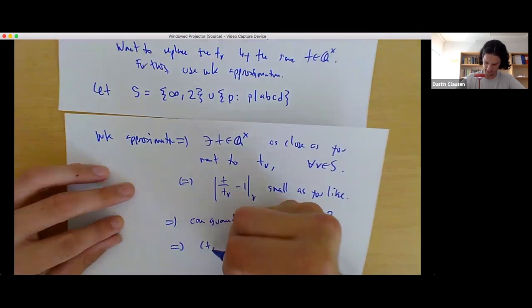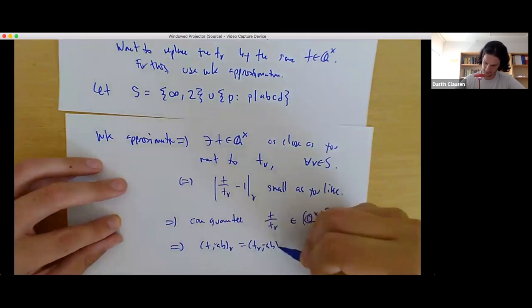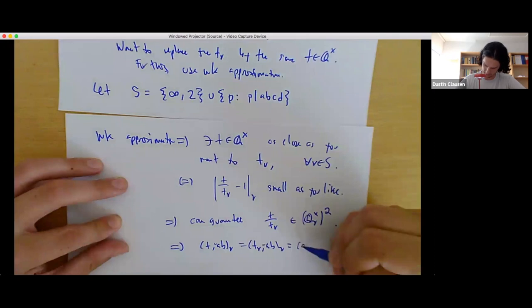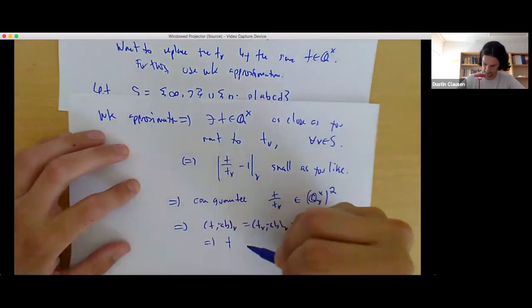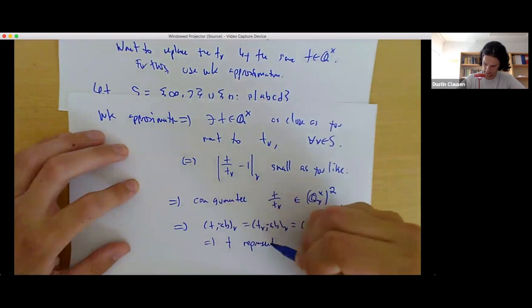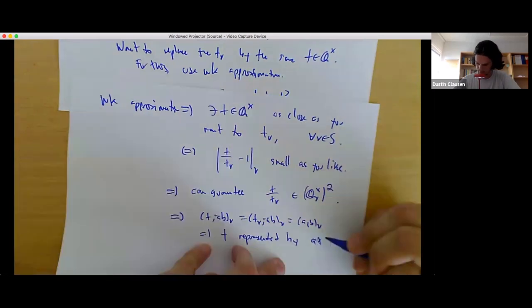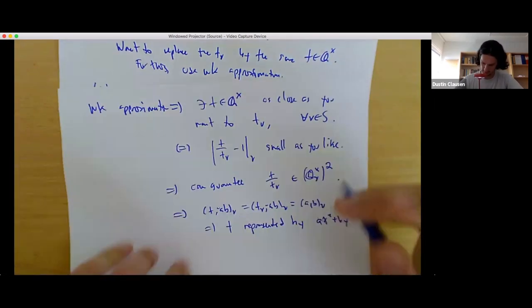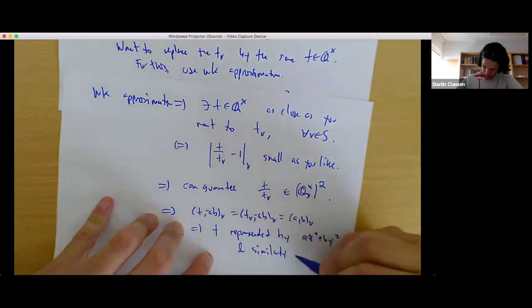So that means that (t, -ab)_ν is equal to (t_ν, -ab)_ν, which by hypothesis is equal to (a, b)_ν. And that tells us that t is represented by ax squared plus by squared. And similarly, also by cx squared plus by squared.